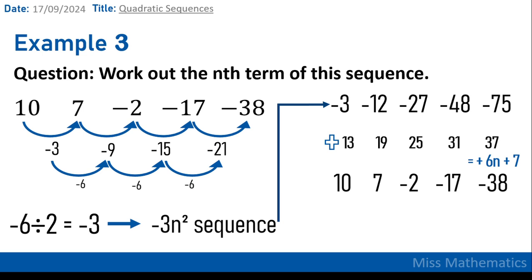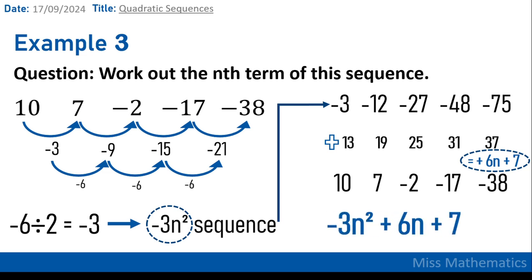This is an arithmetic sequence of 6n plus 7. So therefore, we get the two components that we had, and we do minus 3n squared plus 6n plus 7. Don't forget your minuses. You need to get them the right way round. This is the nth term for the sequence 10, 7, minus 2, minus 17, and minus 38.